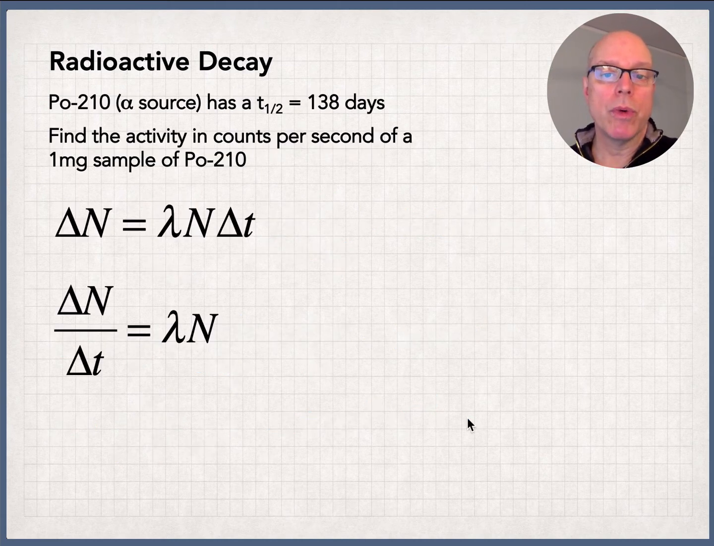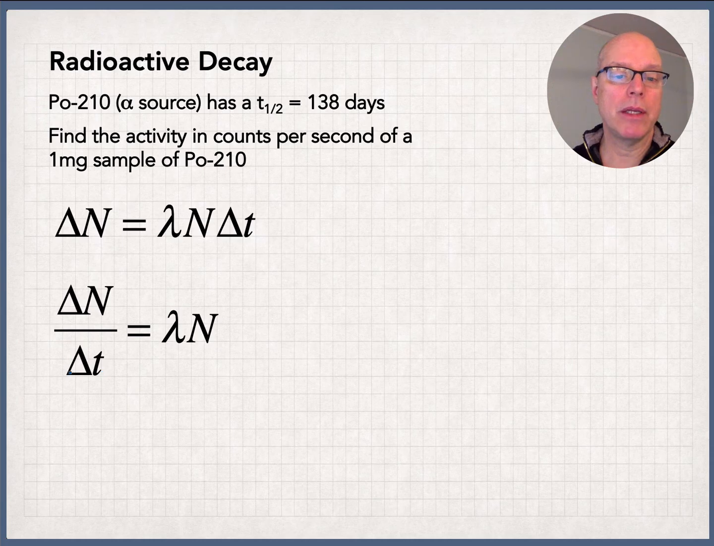What we want to do with this one is go and figure out if we had a milligram. Is that a lot of polonium-210? We're going to find out. What we have to do is just figure out the activity of it. So I've got my formula that I've already written down. The number of nuclei that are going to go pop is going to equal lambda times the number of nuclei times delta T. What we're going to do out of that formula is make a second formula.